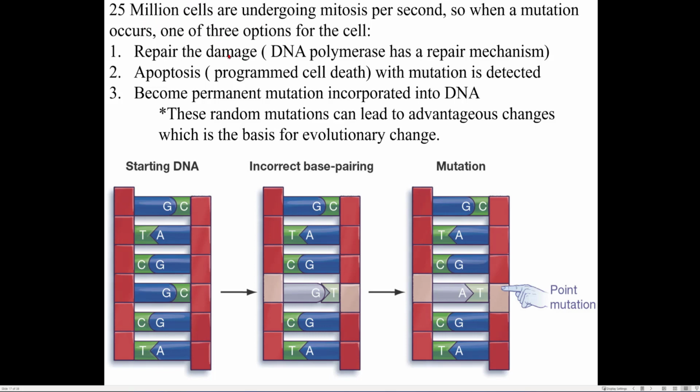Number 1, the cell can repair the damage, right? We have mechanisms to repair the damage. Number 2, if the mutation is so significant that the cell is going to be significantly damaged, sometimes a cell will undergo its own apoptosis. It will actually sort of commit cellular suicide and undergo apoptosis if the mutation is significant. Now, if the cell doesn't repair it and the cell does not die, then that mutation becomes permanently incorporated into your DNA. And again, these mutations over time are the basis of genetic changes and disease and genetic mutations.